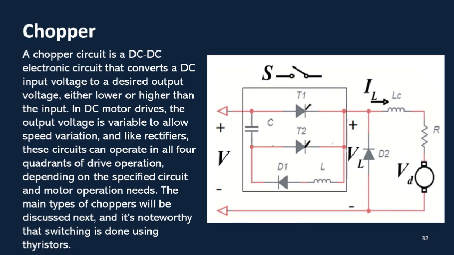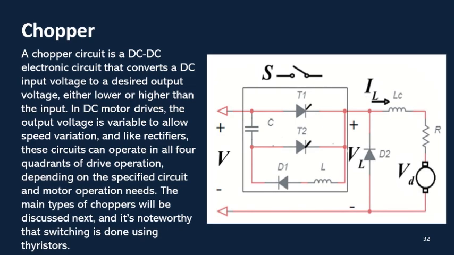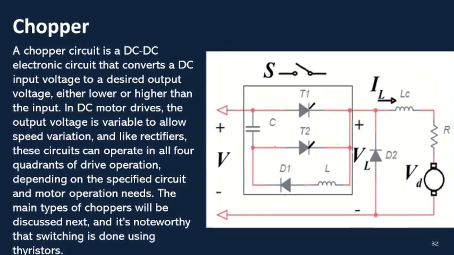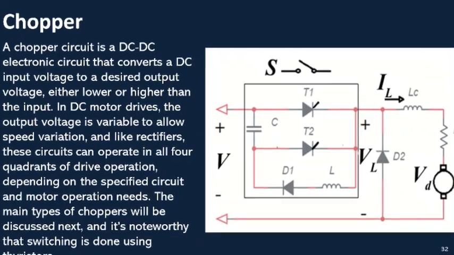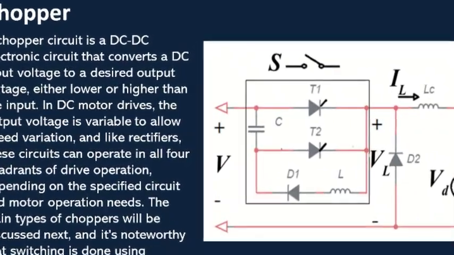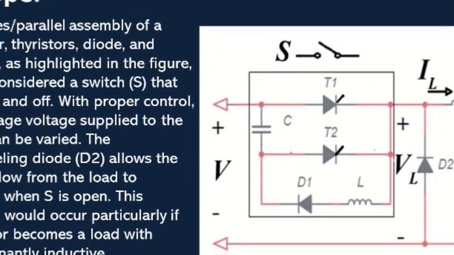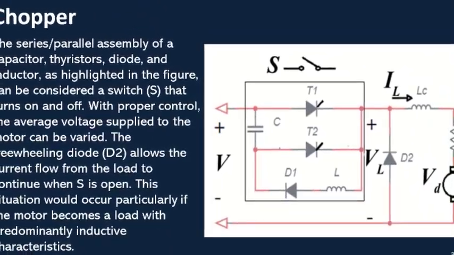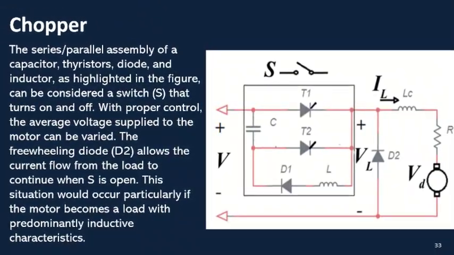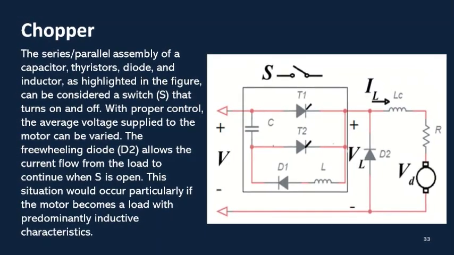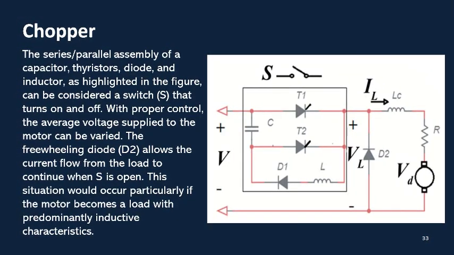Similar to rectifiers, these circuits can function across all four quadrants of operational drive, as required by specific circuit and motor operational demands. We will now explore the primary types of choppers, noting that switching is achieved using thyristors. The configuration shown in the diagram, consisting of capacitors, thyristors, diodes, and an inductor arranged in series or parallel, functions as a switch, S, that can be activated or deactivated. Through precise control, the average voltage supplied to the motor can be adjusted.